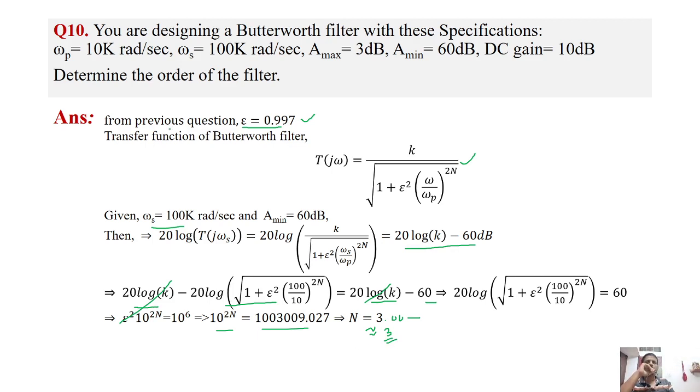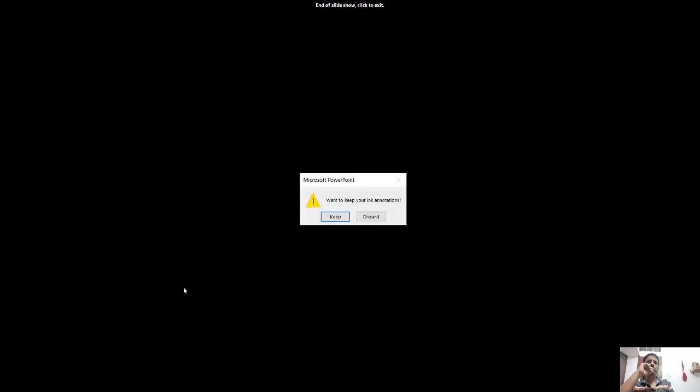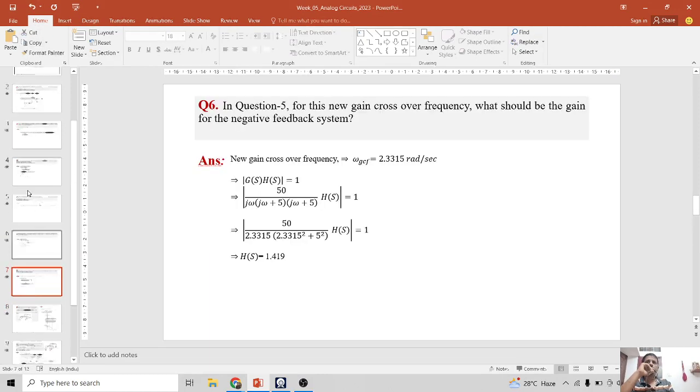Okay, so I guess it is pretty much straightforward, right? You just need to substitute the given values here, do some computation, and we will find the value of epsilon and n. Just simple mathematics there. So that's all about today's question. I have solved 10 questions. So any doubts, please ask.